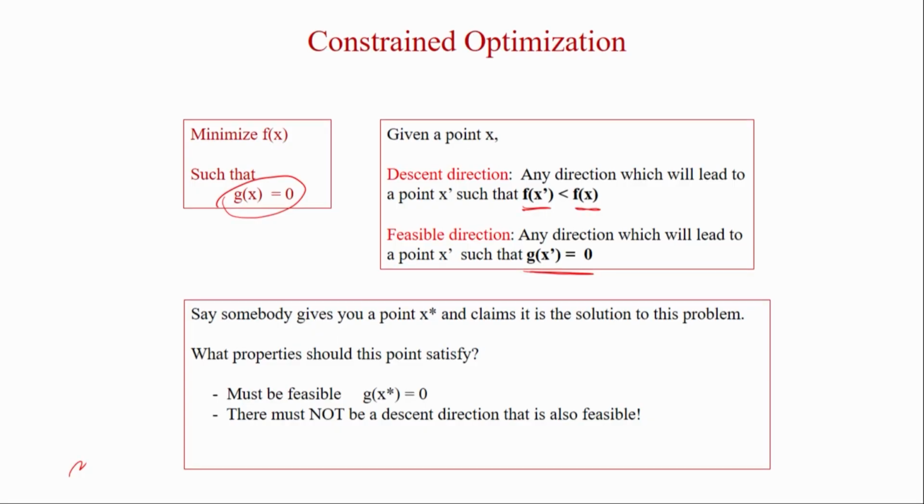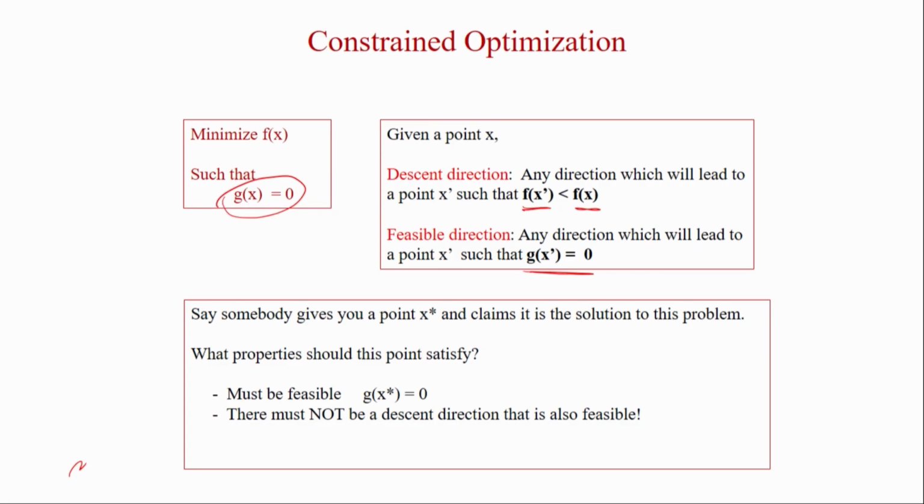So say somebody gives you a point x star and claims it is the solution to the problem. Now what properties should this point x star satisfy? There are two important things. One, of course, it should be feasible, so x star should satisfy g of x star is 0. But more importantly, it's not just feasibility that we care about, we also want optimality. So we want the function to be minimum at this point, or at least locally minimum at this point. Which means there must not be a descent direction that is also feasible.